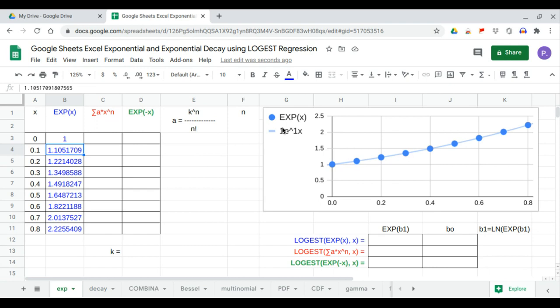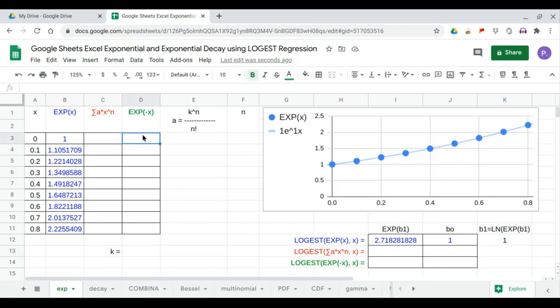And we have b0 and b1. So if you regress that, we use LOGEST of data y and data x. And to get the value of b1, because this is exponent b1, we take the logarithm of exponent b1. So the value is 1. So here you have 1, that is our b0, and b1 is equal to 1.